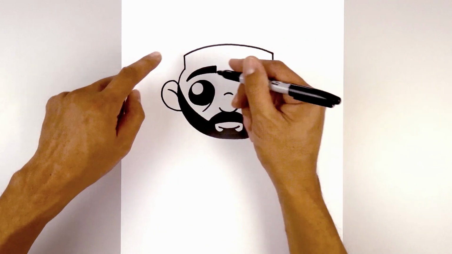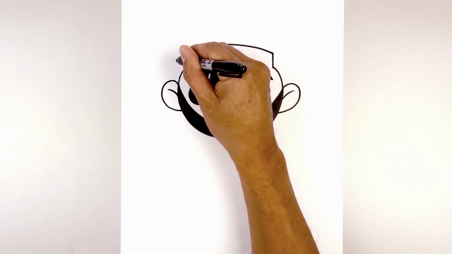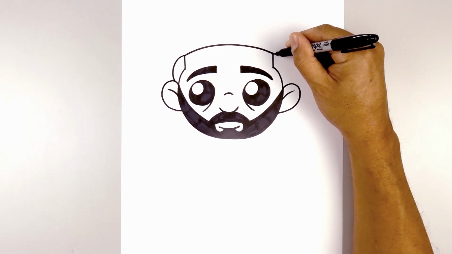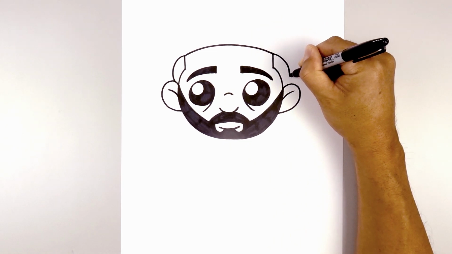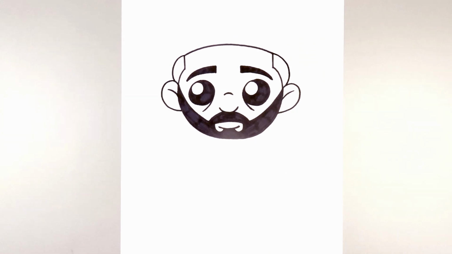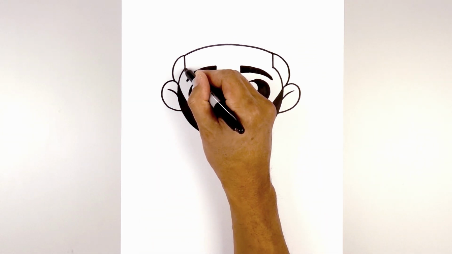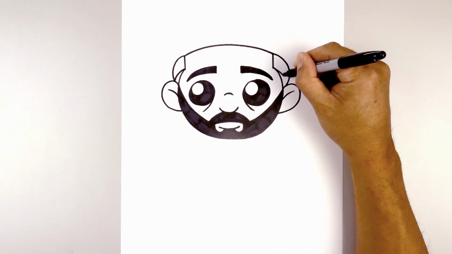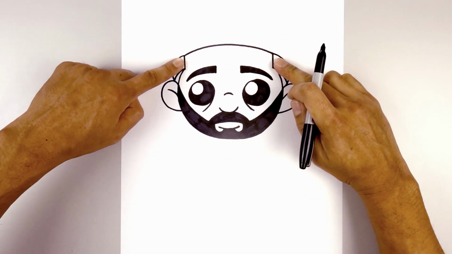Let's go up to the top point here. We're gonna curve out, down, and then in on top of the ear. Do the same thing on the right. Curving out, down, and then in. And then from the inside point, I'm gonna curve out and then down. Let's fill this area in black.